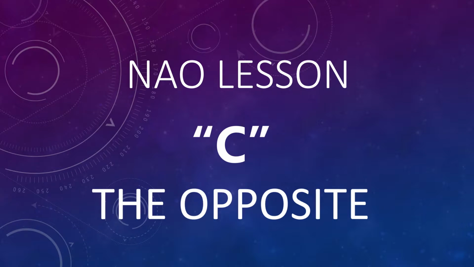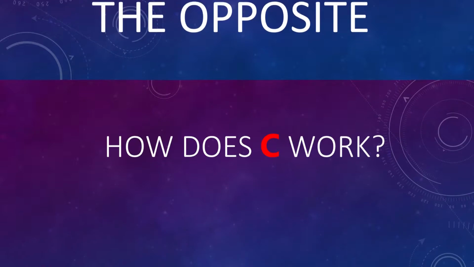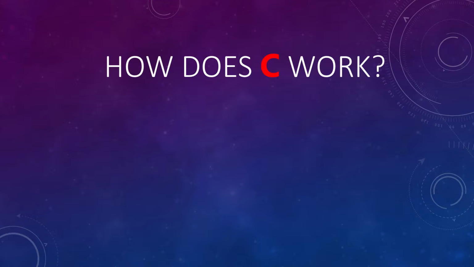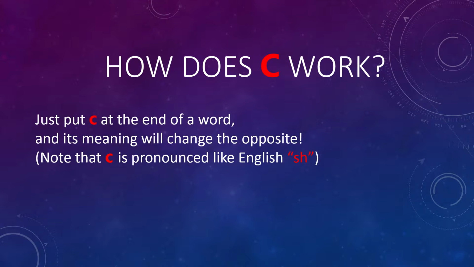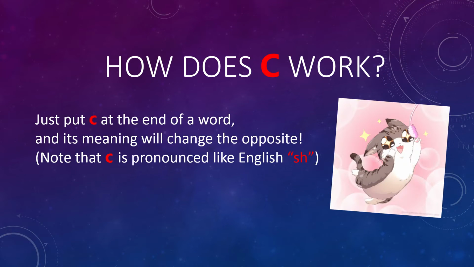Today we will learn the letter sh, which stands for the opposite, and see how it works on the examples. So, how does it work? Well, all you have to do is put it at the end of a word, and its meaning will change to the opposite. And that is an extremely easy and fun thing to do. So let's try it out.